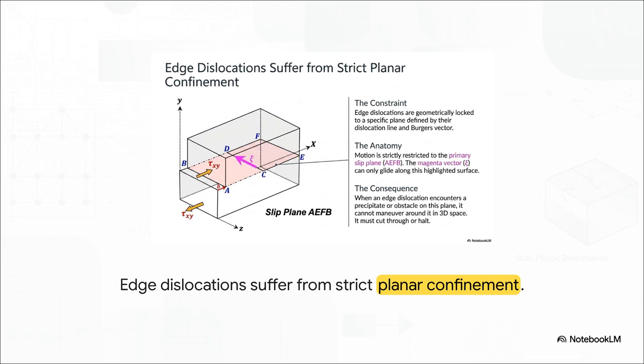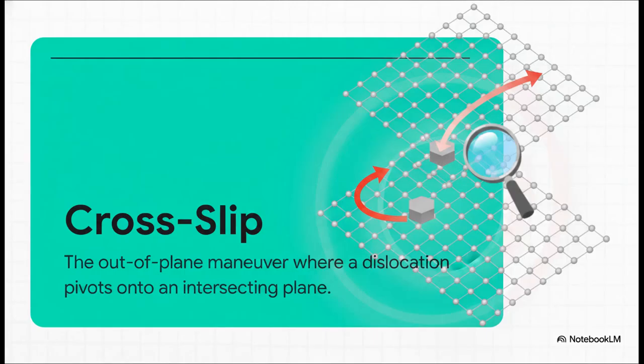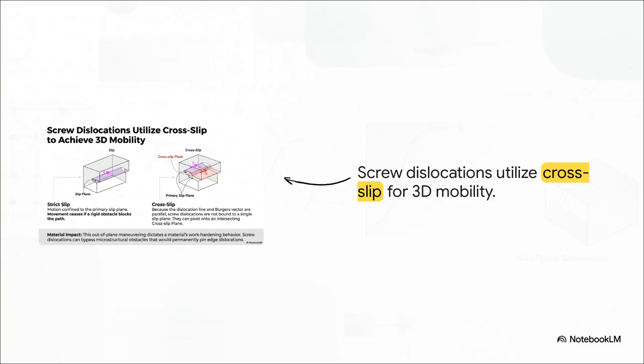It either has to forcefully cut through the obstacle or halt entirely, which essentially stops the deformation process cold. But luckily, there's a loophole here. This brings us to a highly advantageous alternative called cross-slip. This is an out-of-plane maneuver where a dislocation can actually pivot onto an intersecting plane to just bypass the obstacle altogether. So, who gets to use this slick maneuver, the screw dislocation?